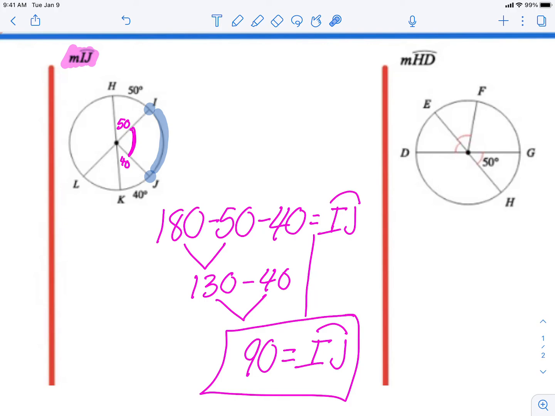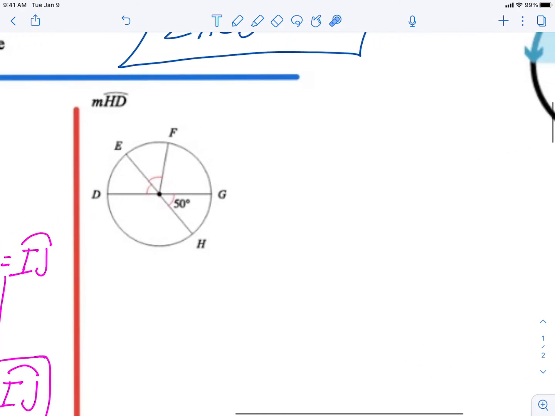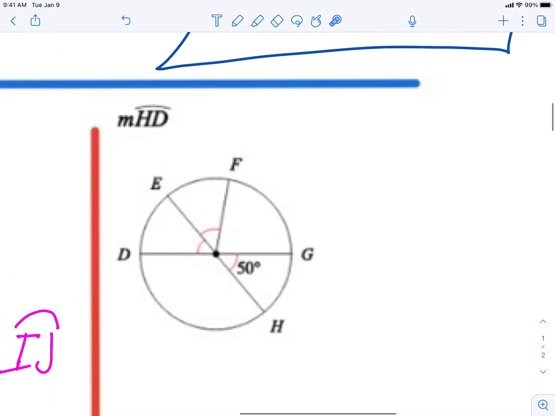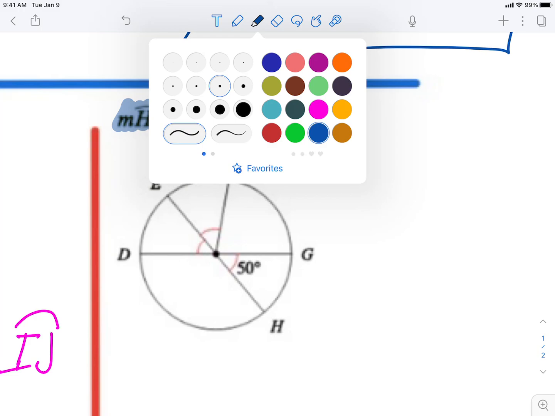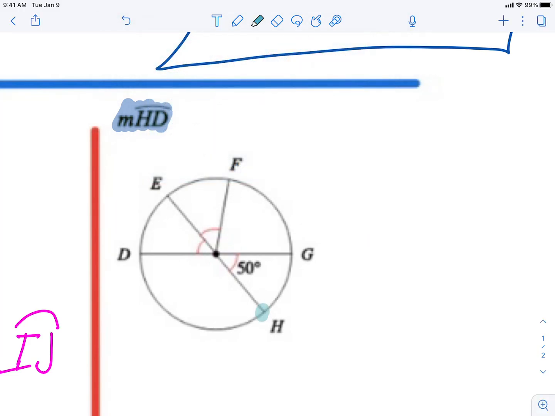All right. So, let's see here. We want to find arc HD. Okay. Let's find arc HD. So H is there, D is there, so we want to find that arc right there. Okay, what do I have here? So this is telling me it's 50. Everybody see this little arc here? That's 50.